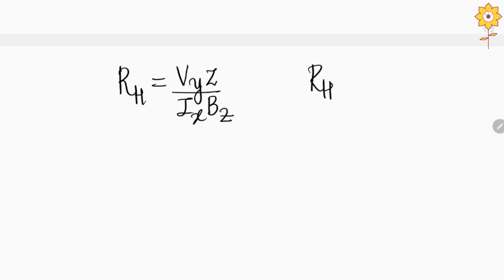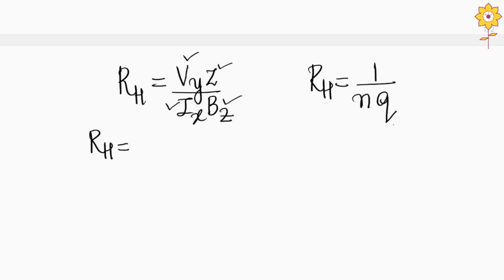Do remember, Hall coefficient is also equal to 1 upon n into q, wherein n is the carrier density and q is the charge on each of the carriers. So over here, first of all, let us try to find out what is my RH. I know my Vy, I know Z, that is the thickness, I know Ix, and I also know the value of Bz. Everything I have in the SI units. So let's put those values out over here.